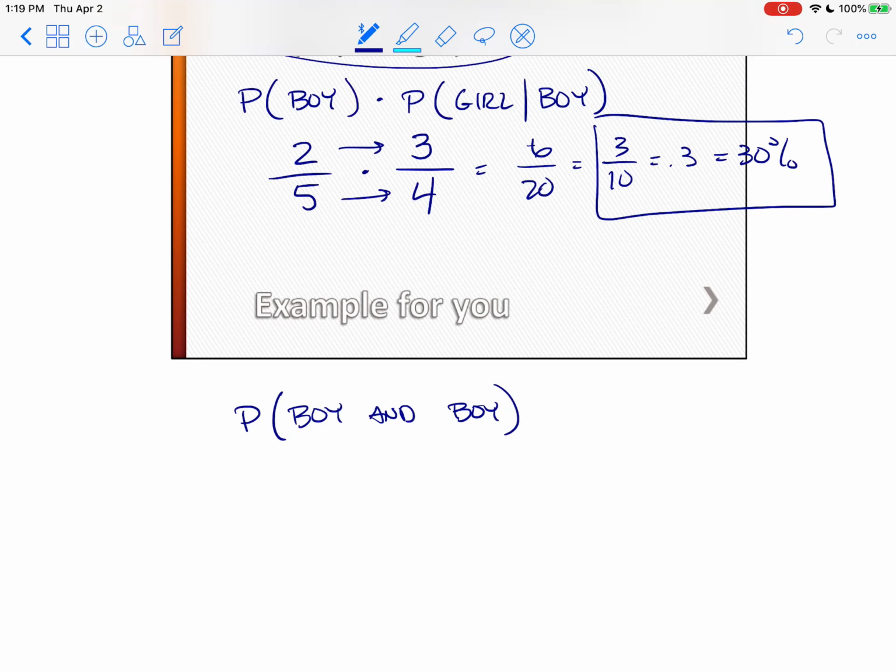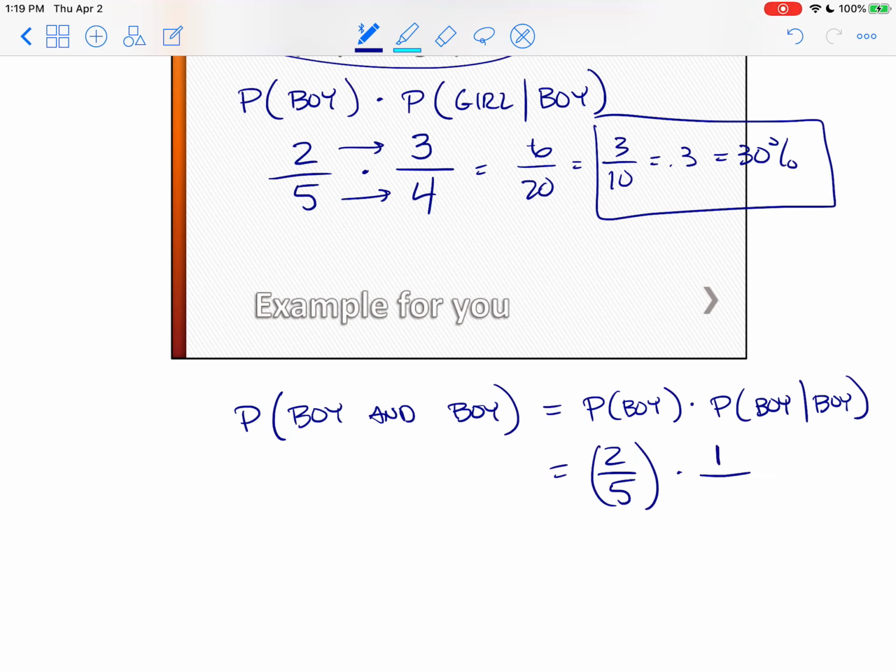All right, I hope you're ready. So the probability of picking a boy and then another boy is the probability of picking a boy times the probability of picking a boy, given I already picked the boy's name out. So the probability of picking a boy, there are 2 boys out of the 5 names. And then, if I picked a boy the first time, now there's only 1 name left in the hat that's a boy, and there are only 4 names left.